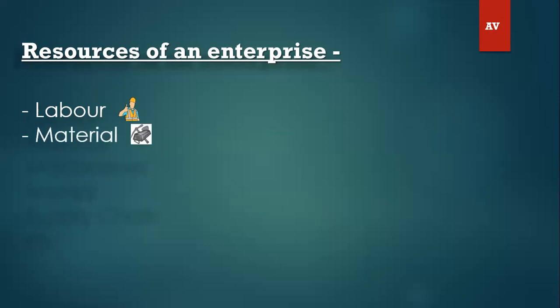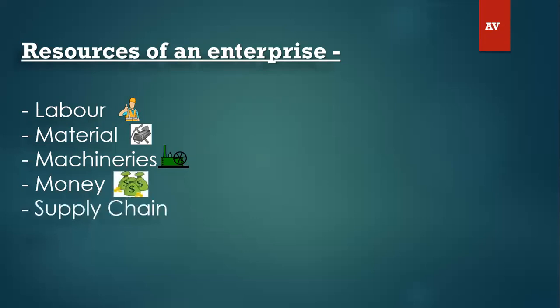There is material. If there is a manufacturing unit and we use raw material, that becomes a resource. In order to process that raw material and produce finished goods, we require machinery. That is a resource. Then money. Without money, nothing happens. Everything starts at money and ends at money. So money is the ultimate and very important resource of an enterprise. And then supply chain, and like that there are so many. The list goes on. All these resources can be managed through an ERP application.